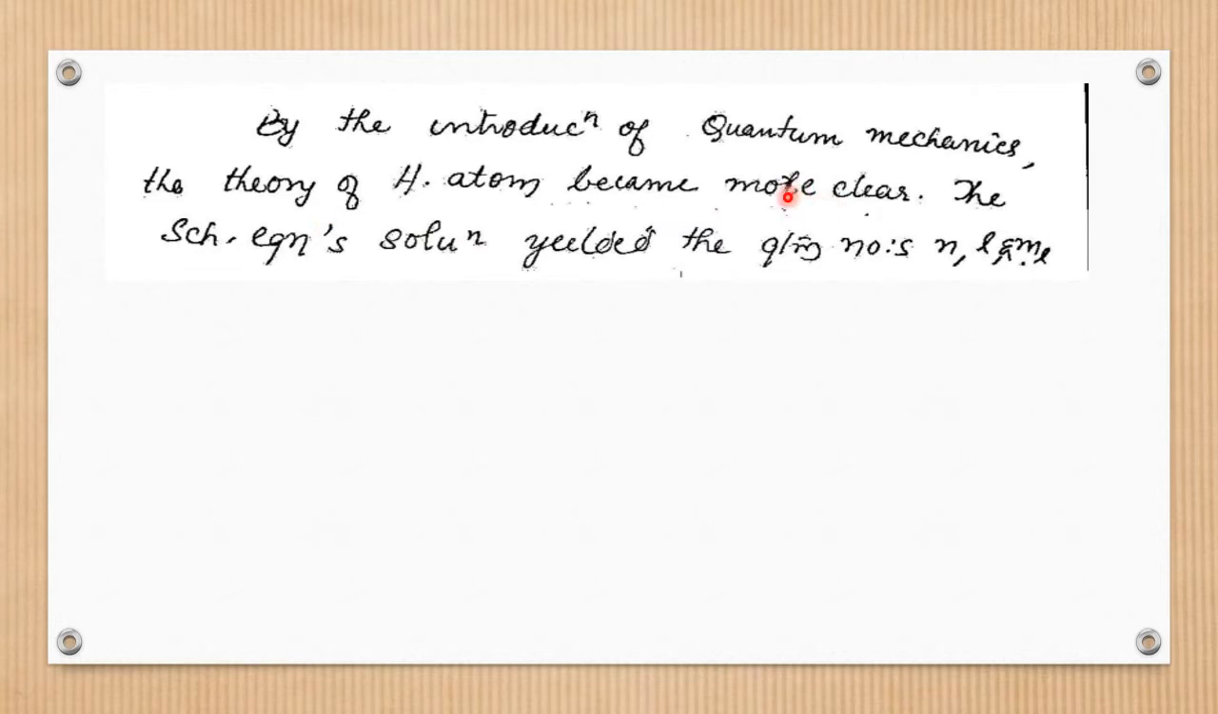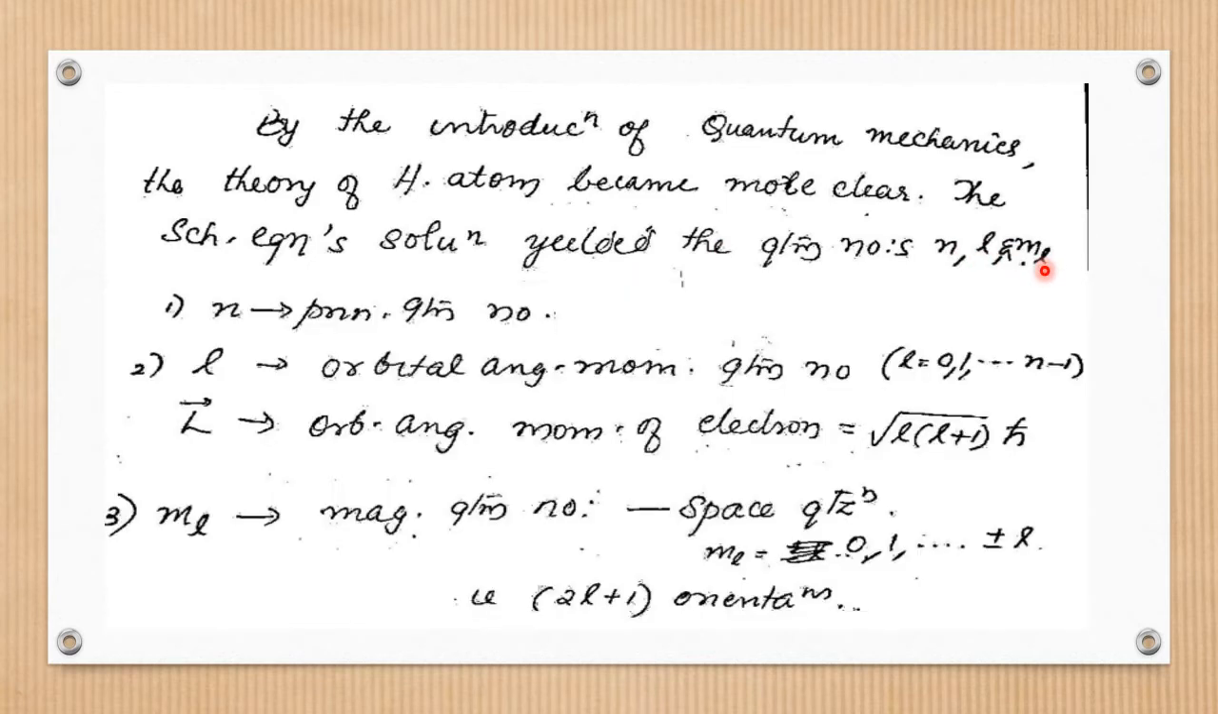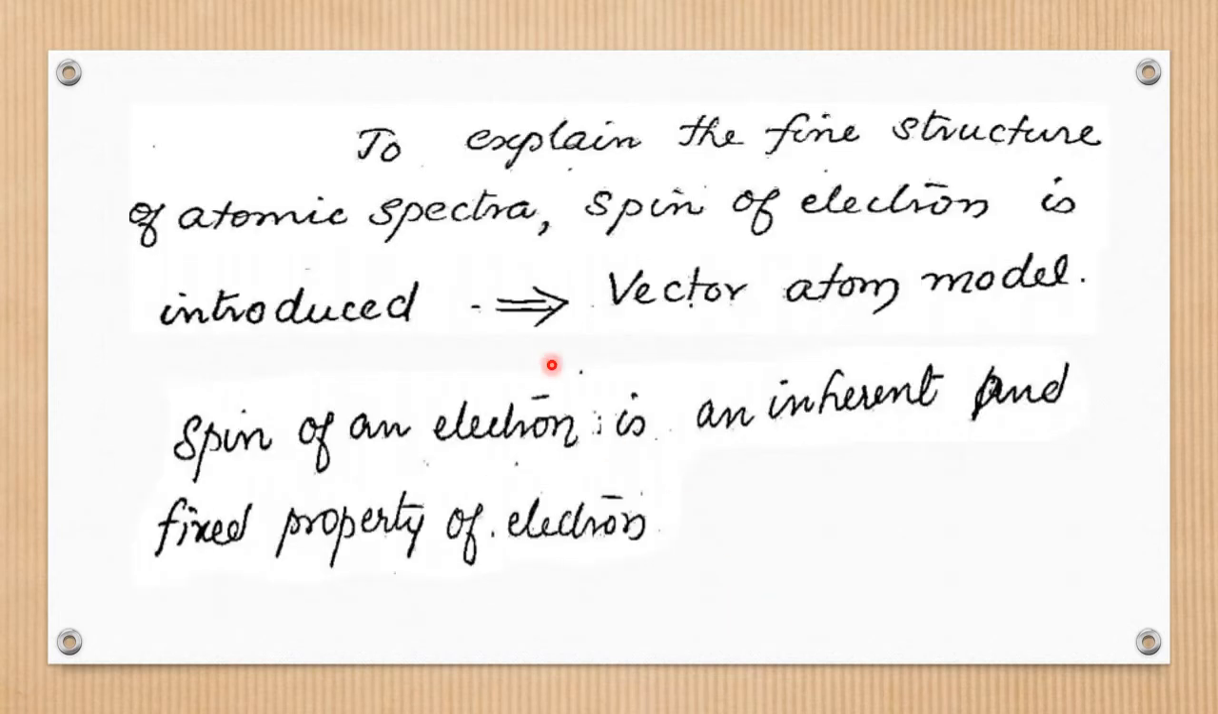The solution of Schrodinger's equation yielded the quantum numbers n, l, ml, etc., which you have studied in your degree classes, where n is the principal quantum number and l is the orbital quantum number, with values 0 to n minus 1. The orbital angular momentum L has magnitude equal to root of l into l plus 1 times h cross, and ml is the magnetic quantum number, from space quantization. ml is equal to minus l to plus l, with 2l plus 1 orientations.